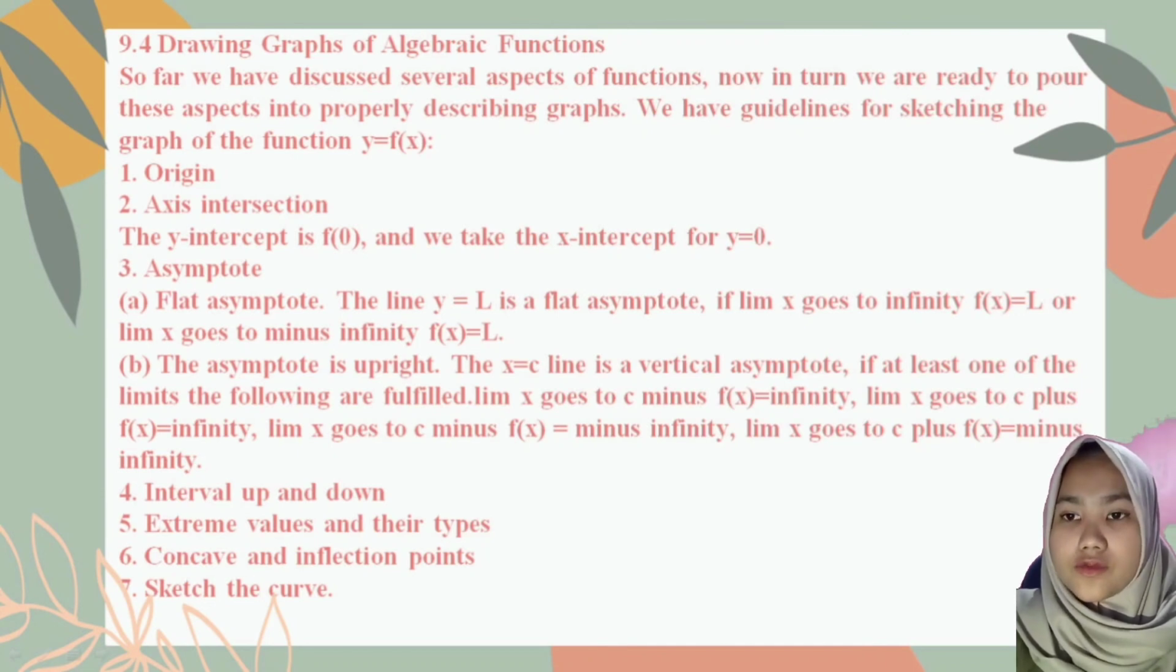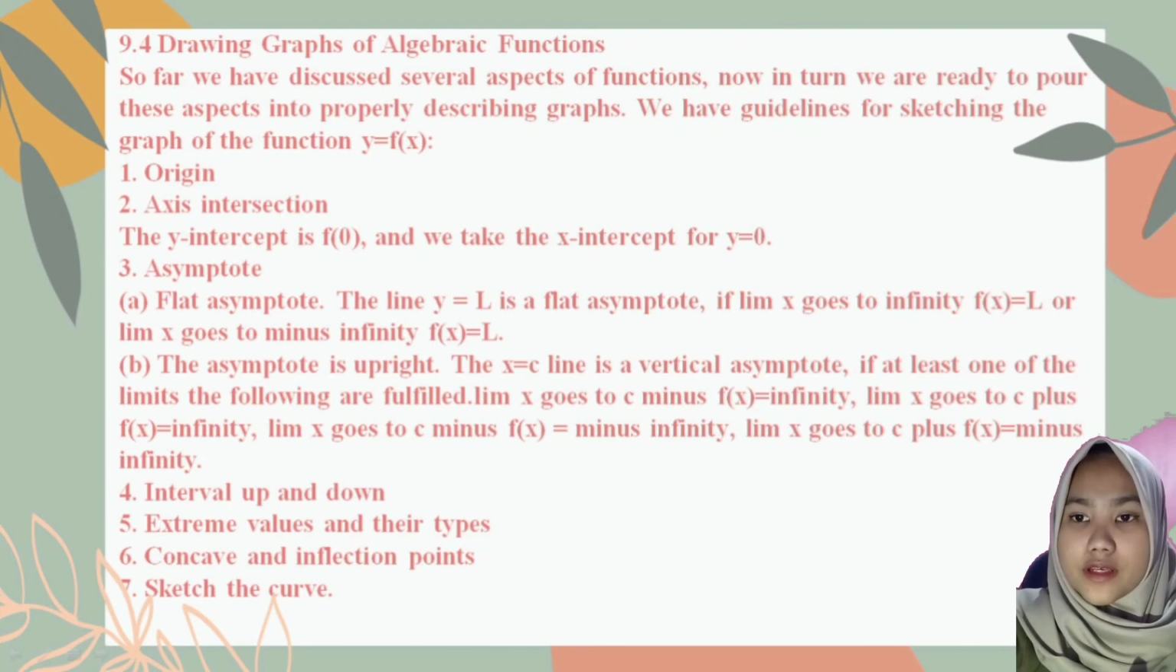4. Intervals of increase and decrease. 5. Extreme values and their types. 6. Concavity and inflection points. And 7. Sketch the curve.